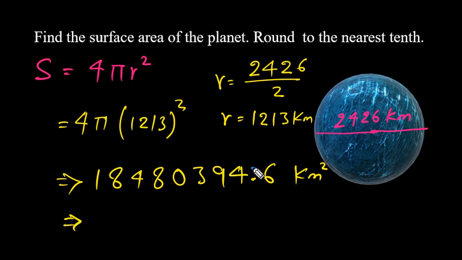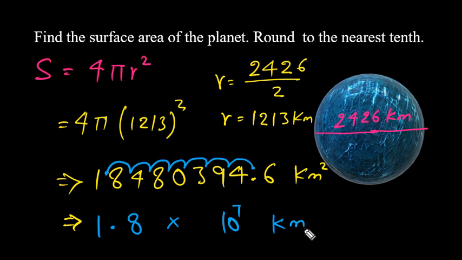If you are moving from here, 1 2 3 4 5 6 7 up to this point, so 10 to the power 7, and 1.84 to the nearest tenth. So will it change? No. So 1.8 multiplied by 10 to the power 7 kilometer square. That will be your answer. So let me rewrite: 1.8 times 10 to the power 7 kilometer square. That will be the surface area of this planet.